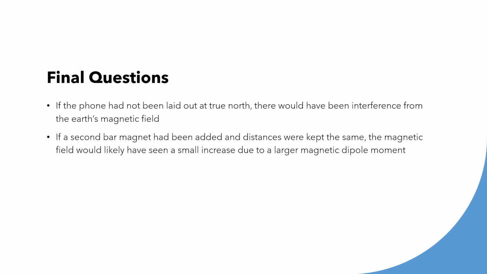And then finally, what would happen if a second bar magnet had been added? I would expect that there would be a small increase to the magnetic field, likely not a large one, but the introduction of a second magnet would probably create a larger magnetic dipole moment, which would lead to a bump in the strength of the magnetic field.